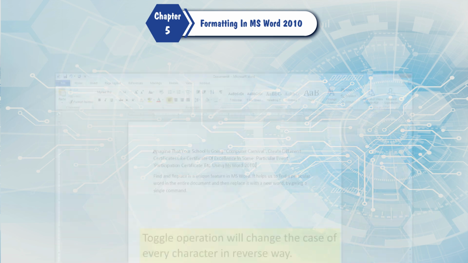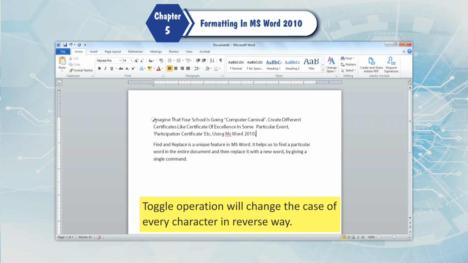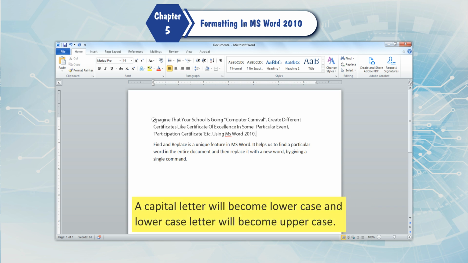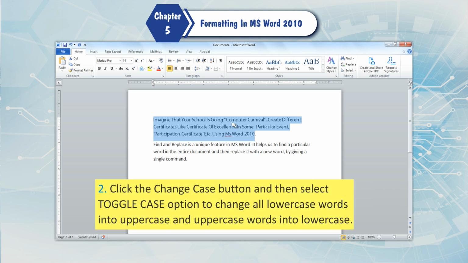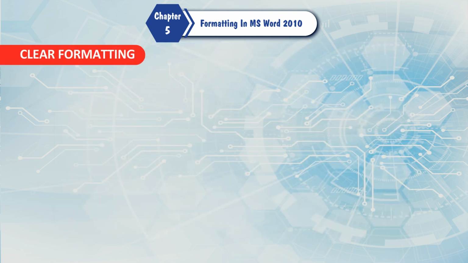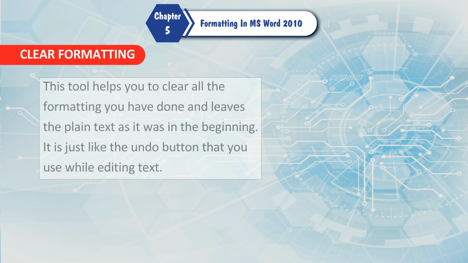Toggle the text. Toggle operation will change the case of every character in reverse way. A capital letter will become lowercase and a lowercase letter will become uppercase. Select the text that you want to change to toggle case. Click the Change Case button and then select the Toggle Case option to change all lowercase words into uppercase and uppercase words into lowercase. Clear formatting.